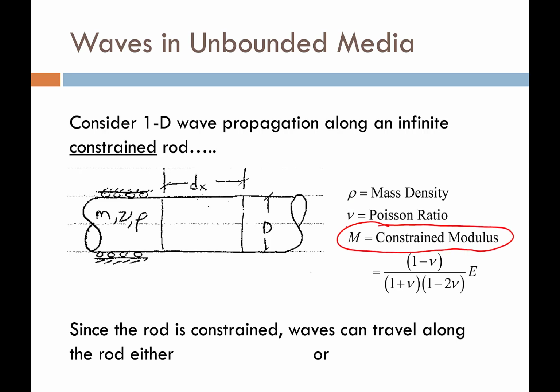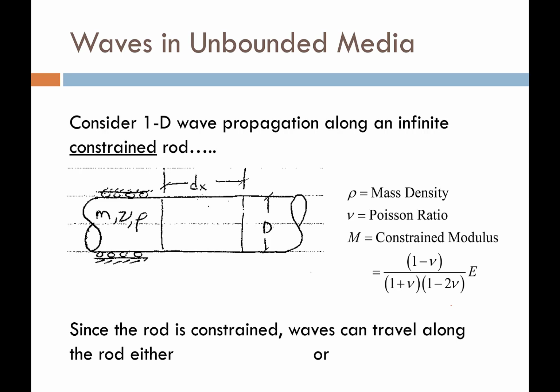Now, when we're dealing with materials that are constrained and aren't allowed to bulge or bend in any way, they have a special elastic modulus that we call the constrained modulus. It's directly related to Young's modulus, or the elastic modulus, through this relationship right here, which is a function of the Poisson ratio. So it's not exactly the same thing, but it's related.